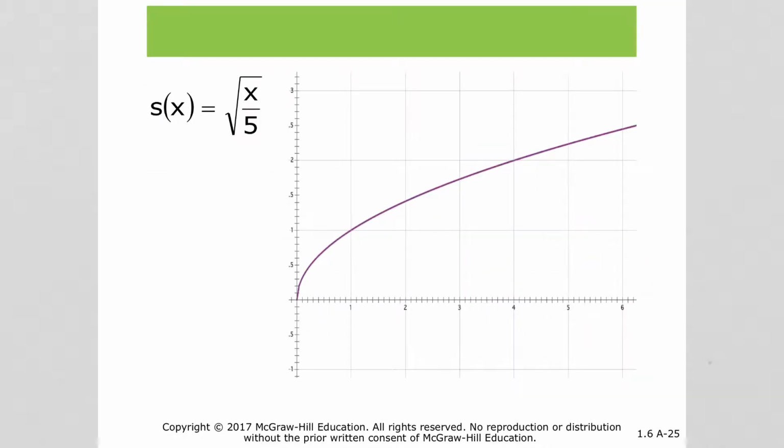So we can come over here and graph these. So we've still got 0, 0, and then we've got 1, 0.5, 2, 0.6, 3, 0.8, and 4, 0.9.